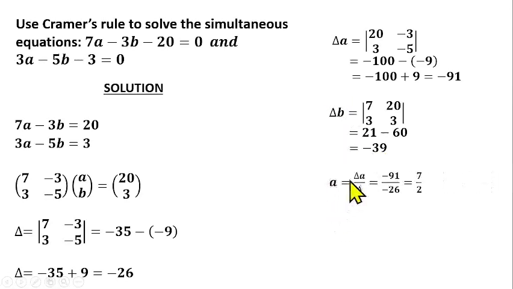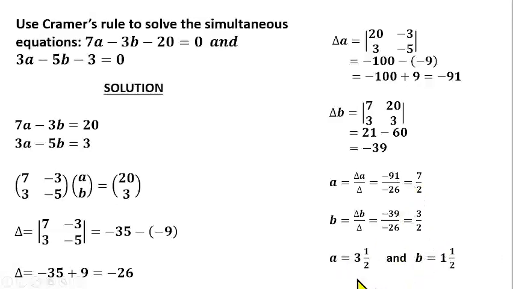So therefore our a will now be change in a over change, because change cancels change, you have a left. So we have minus 91 over minus 26, and if you reduce that, that will give us 7 over 2. For our b as well, that will be change in b over change, because change cancels change, you have b left. So that will be minus 39, which is for change in b, over change, which is minus 26. If you reduce that, that will give us 3 over 2. So technically our a will be 7 over 2, which we can change to a mixed fraction, and our b will be 3 over 2, which is the solution to the simultaneous equation using the determinant method.